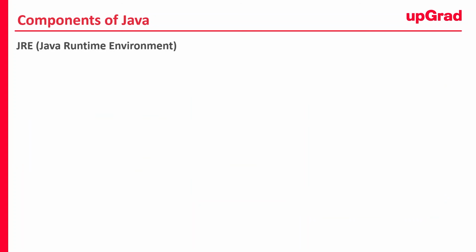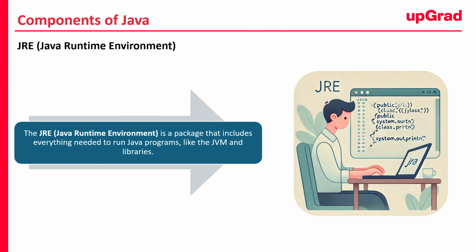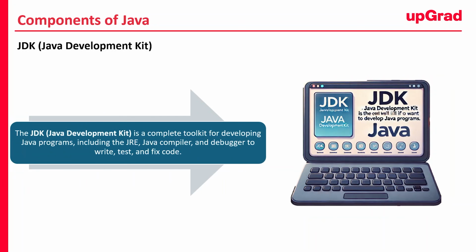Next component is JRE, that is Java Runtime Environment. Think of this as the package that includes everything you need to run Java programs, like JVM, runtime libraries, and class libraries. However, it's important to know that JRE is only for running Java applications, not for writing or developing them. Lastly, the third component is JDK, that is Java Development Kit.